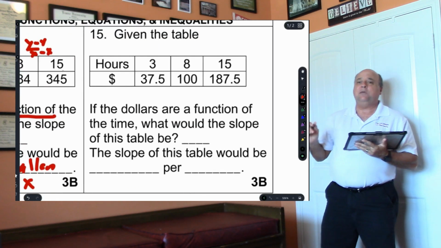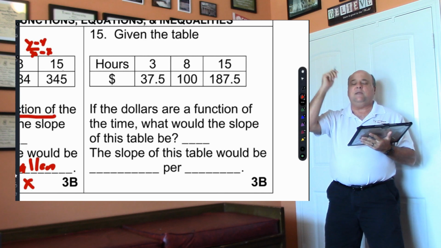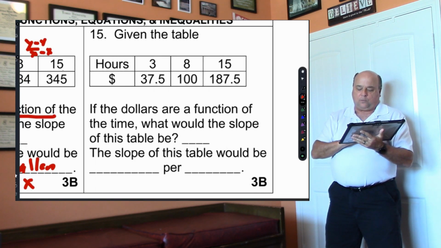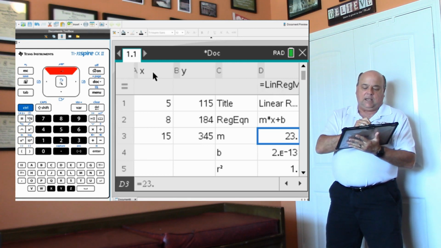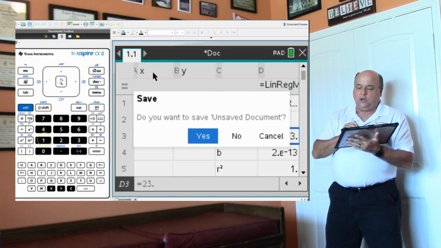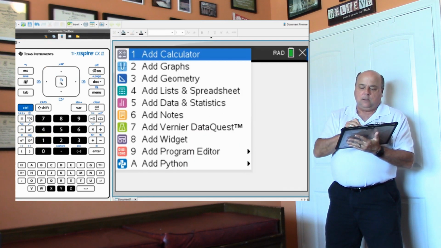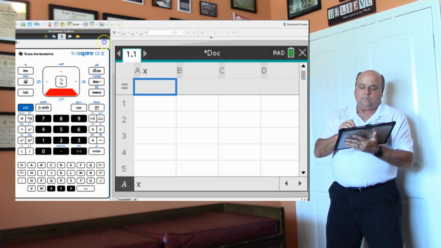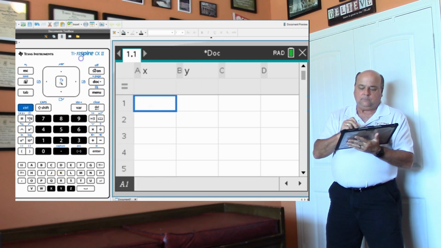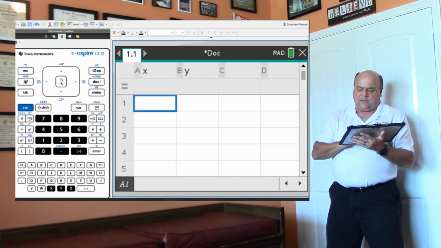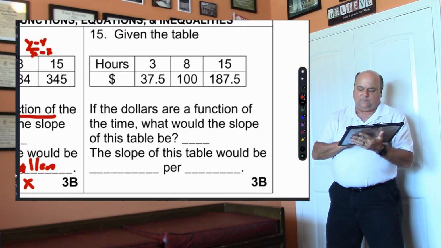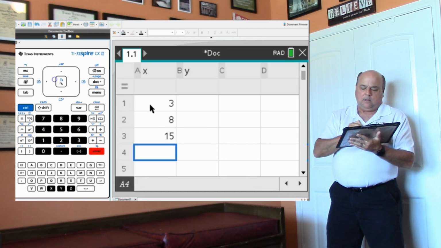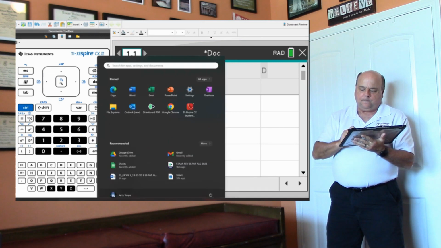We're going to do the same thing on this one. We're going to put it in the table and calculate our slope. So we want 3, 8, and 15. I'm going to hit Home, 1 for New, never save anything. I'm going to add a spreadsheet. I've got to put X and Y at the top. And then it's 3, 8, and 15 for the X's.